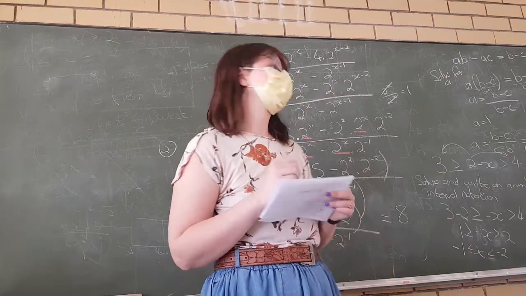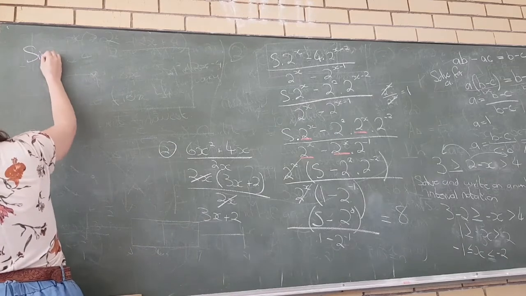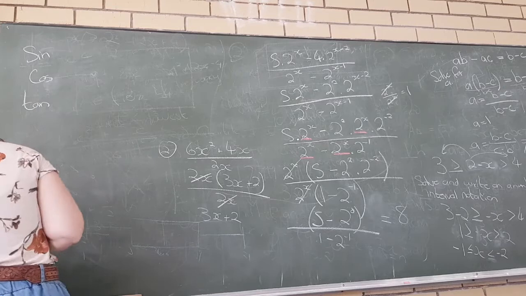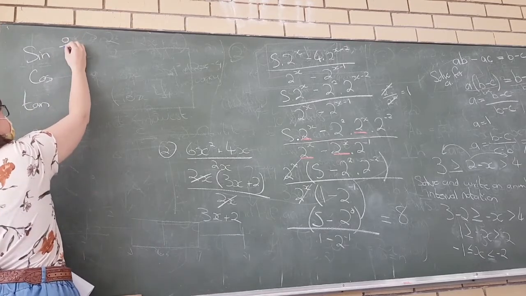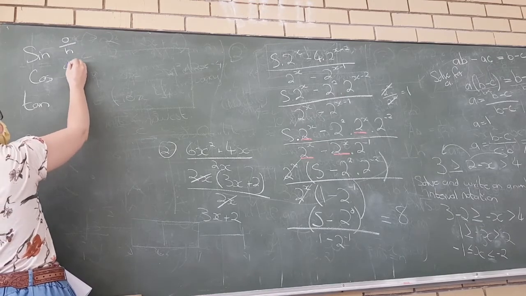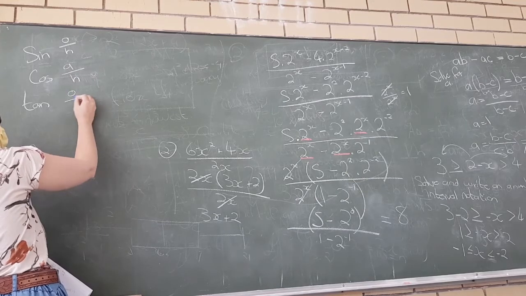Alright, so we have sine, cos, tan. What's our ratio for sine? Opposite over hypotenuse. What is our ratio for cos? Adjacent over hypotenuse. Tan? Opposite over adjacent.